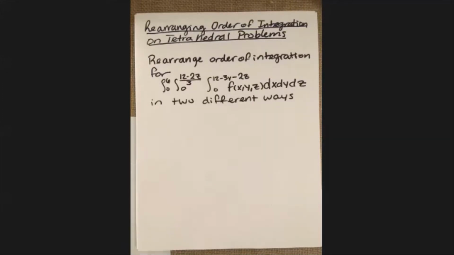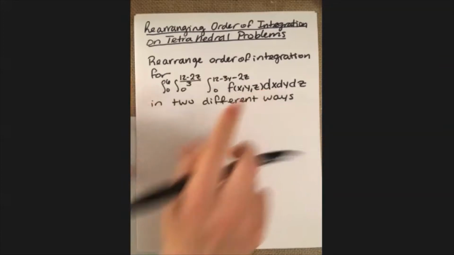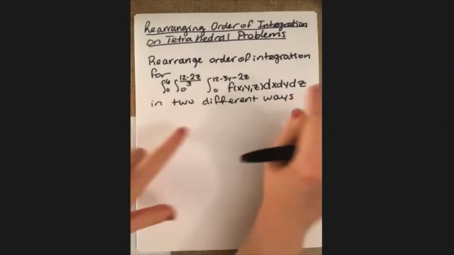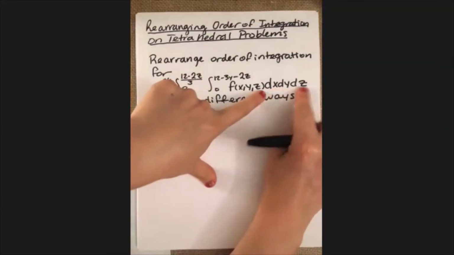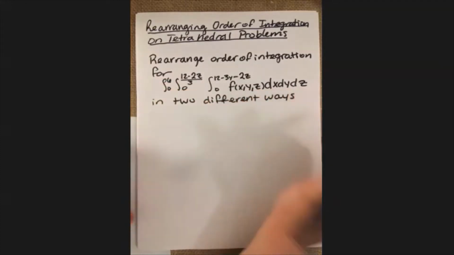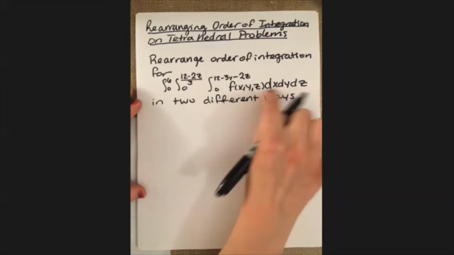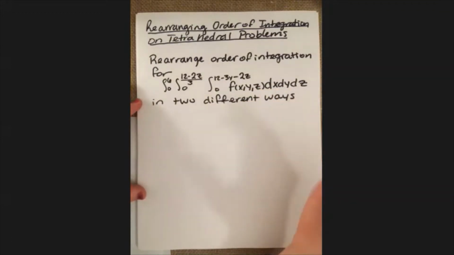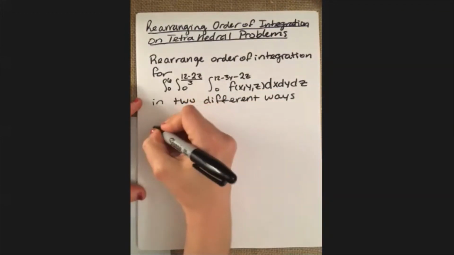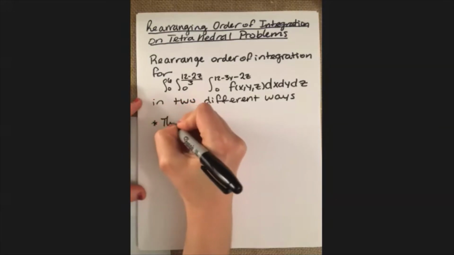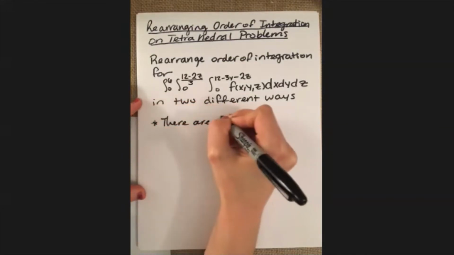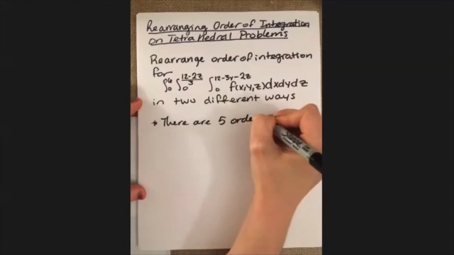So before we start worrying about what the specifics of this are, I want to take a moment to talk about this. When we're saying two different ways, we're just talking about the different ways that we can order these right here. There are in reality six ways to rearrange this. We're already given one, so there are actually 5 ways that we can choose from. So I will make a note of that. There are 5 orders to choose from.